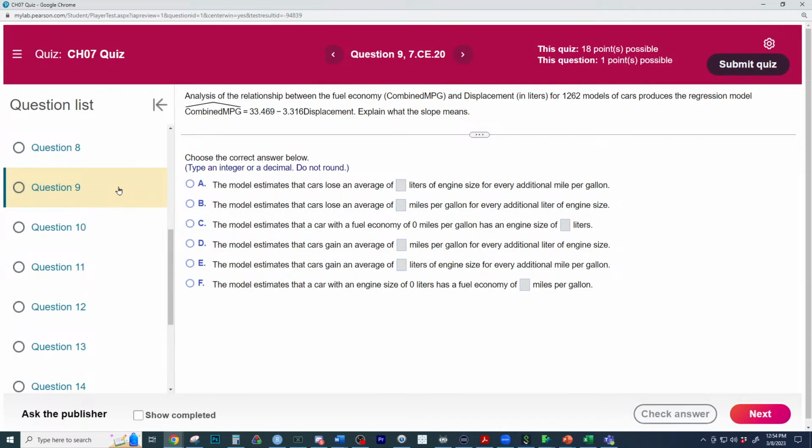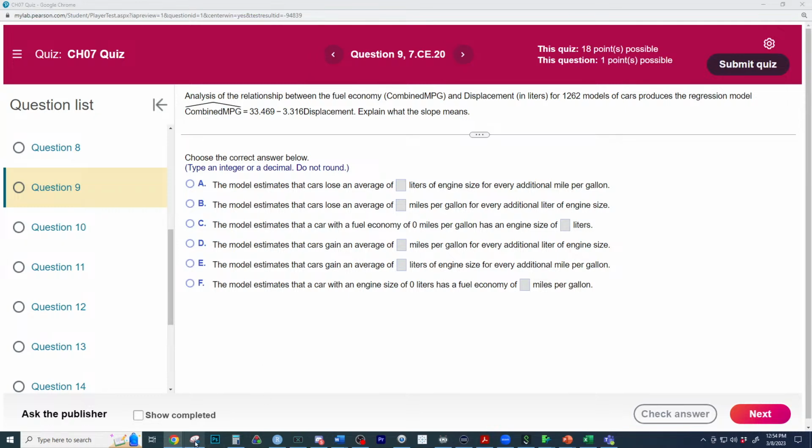Analysis of the relationship between fuel economy and combined miles per gallon. Let me note the time on this. The time is about 2:01. Analysis of the relationship between fuel economy, combined miles per gallon, and displacement in liters for 1,262 models of cars produced the regression model of this.